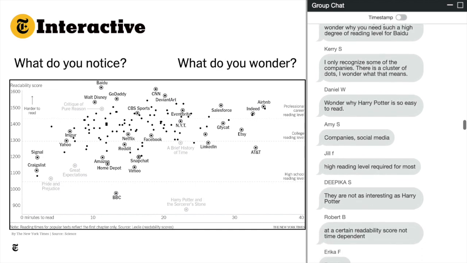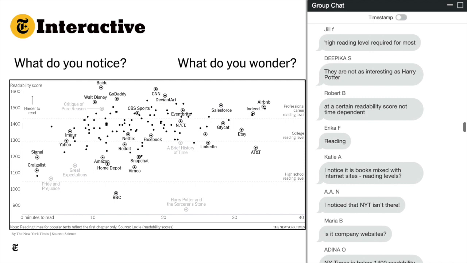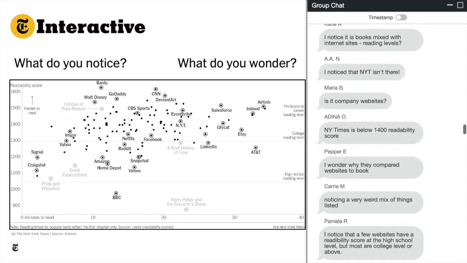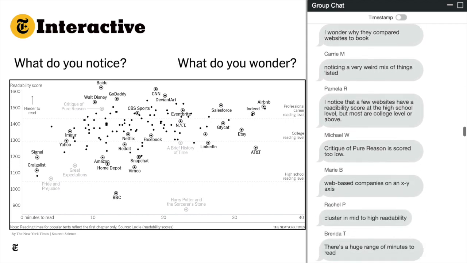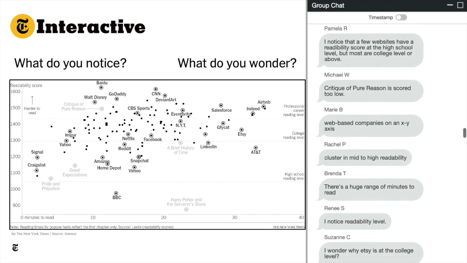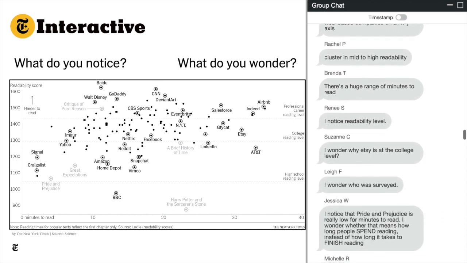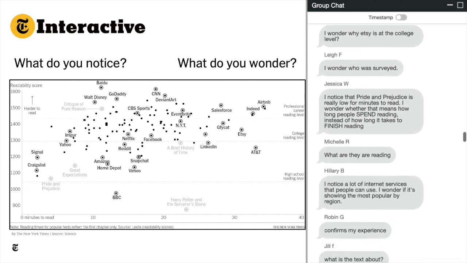All right, so thanks for joining us. Sharon, I don't know if you can see the group chat. I'm taking a look at it right now, and people are sharing a lot of different things. Somebody mentioned that the New York Times isn't on this graph, which is interesting. Somebody's noticing companies, social media, books are not high in readability. So somebody is wondering what is in the x-axis. So lots of different wonderings that we might have here.